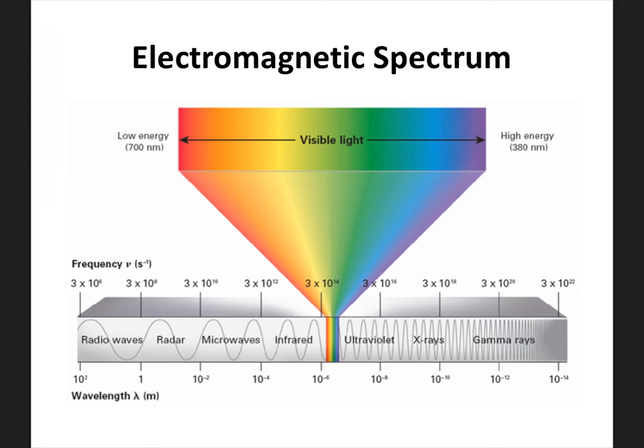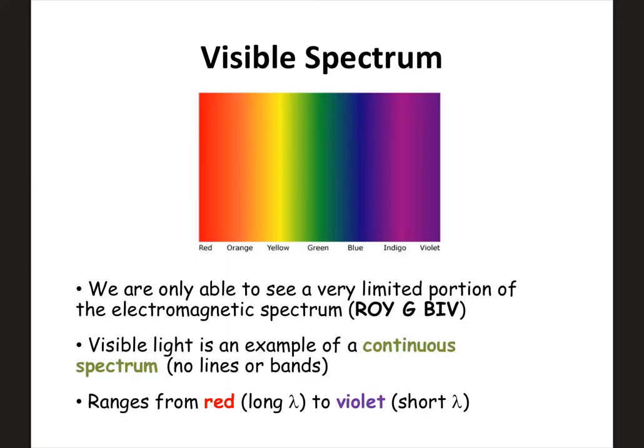All right, and then you can apply that to your visible light region. The red is closer to the radio waves, so it's going to be lower in energy. And then the violet is closer to the gamma rays, so it's going to be higher in energy. In terms of this visible light spectrum, that's the only part of the electromagnetic spectrum that you can see, and you can only see a part of it. It's the Roy G. Biv.